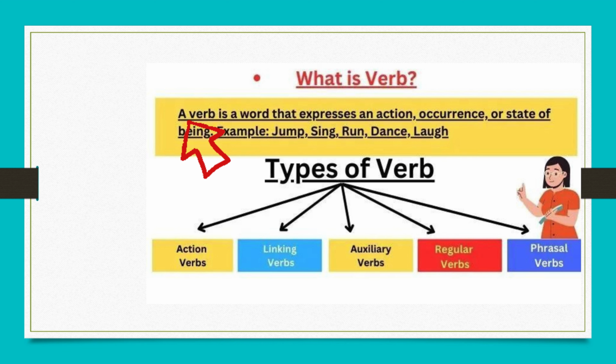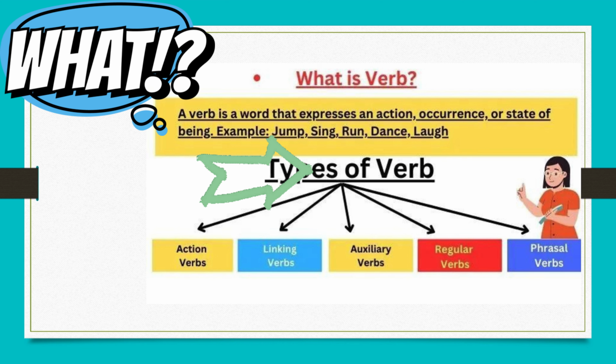First things first, what is a verb? A verb is a word that describes an action, a state or occurrence. Simply put, verbs tell us what someone or something does. For example, in this sentence, "She runs every morning." The word "runs" is the verb because it tells us what she does.